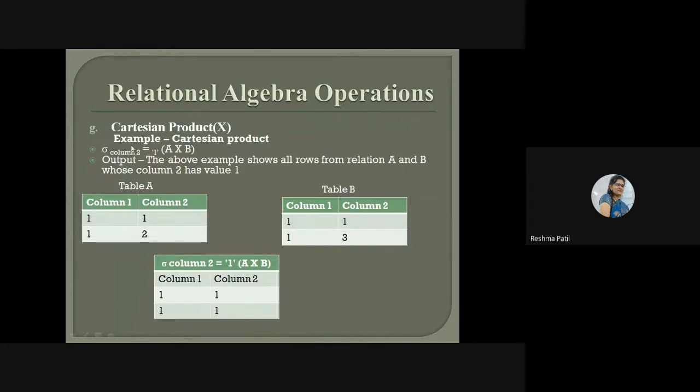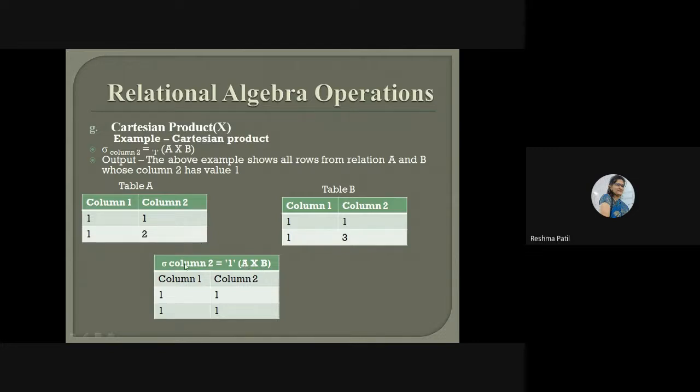But what condition are we going to check? Column 2 is equal to 1, and all these things we are going to represent here. If only A Cartesian B is the sentence, then what will be the result of this query? It will show all the records from table A as well as all the records from table B. So a total of 4 records will be in the output, if only A Cartesian B is written.